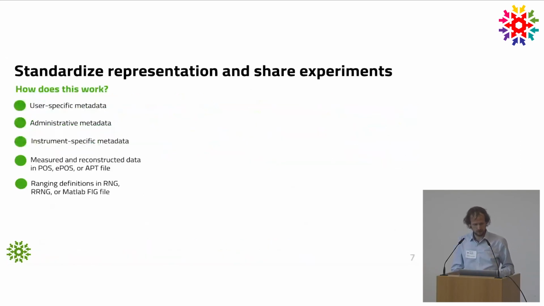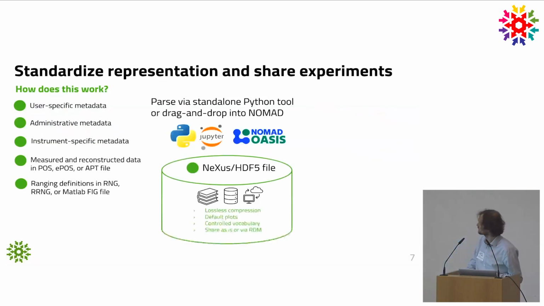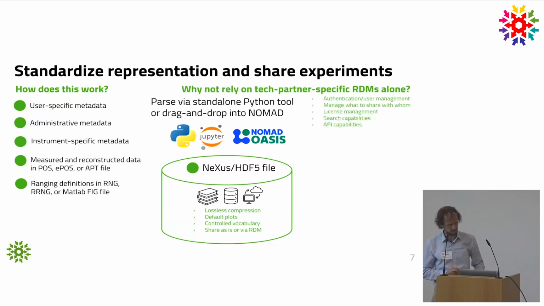How does this work now? If you were a user and you have no NOMAD Oasis, no research data management system, then it would look like this. You would have various sources of information on the left-hand side: user-specific metadata via the ELN, administrative metadata, maybe from a project that the supervisor wants you to enter, and then all this more instrument-specific stuff. And at least for Cameca, the commercial vendor files that unfortunately are proprietary and binary, not encrypted, but in a format that is very difficult, even with a hex viewer, to make sense of.